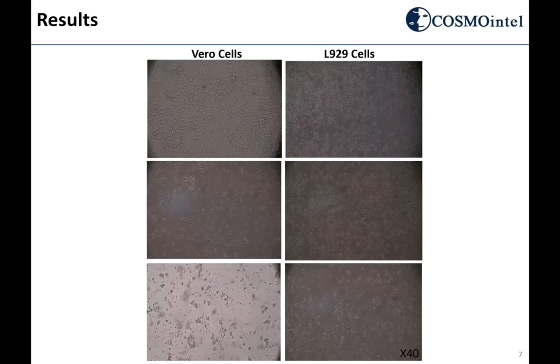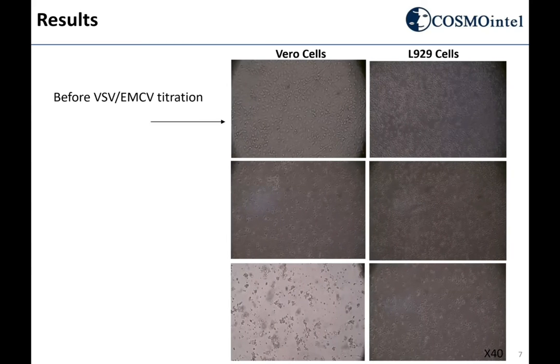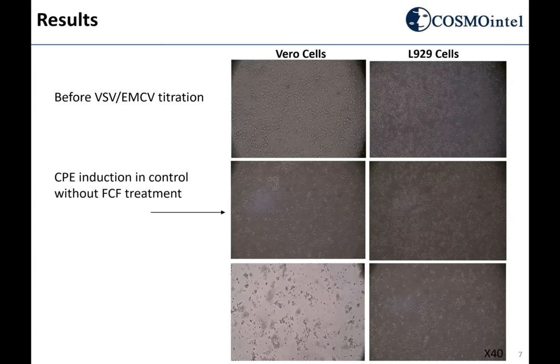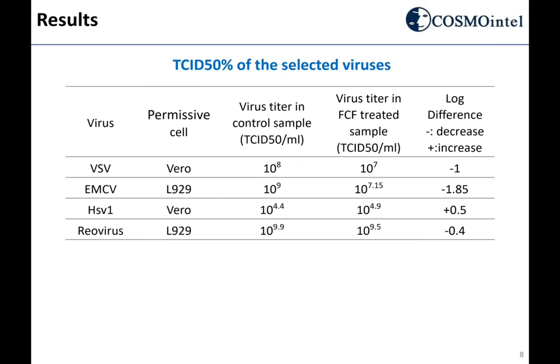So let's look at the results here. This figure shows two cell lines, Vero in the left column and L929 in the right column, before virus titration on the first row. The second row is showing cytopathic effect induction in the control without Faradarmani treatment. And the last row shows those host cells which were infected with these viruses under Faradarmani treatment. Clearly, you can see the changes over here.